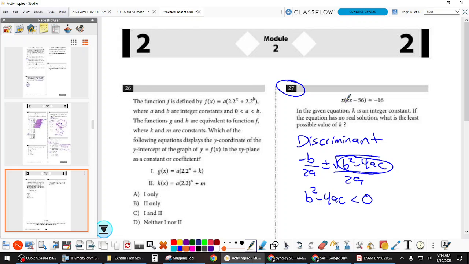So he just multiplied and got kx squared, and then negative 56x, and plus 16. That way we have a, b, c to plug into this. Okay? So negative 56 squared minus 4 times k times 16.